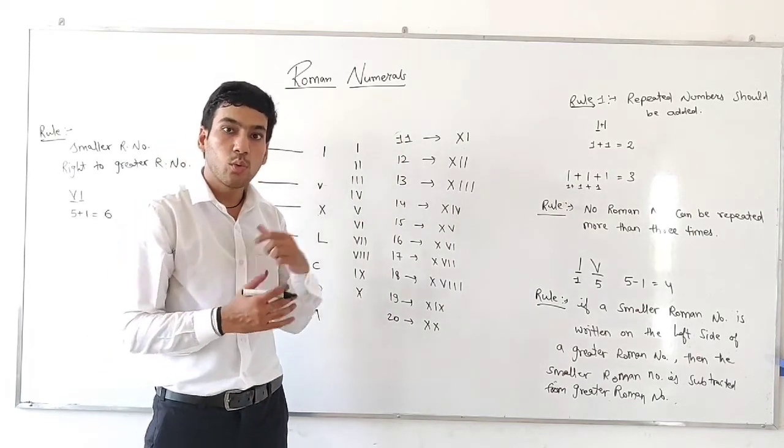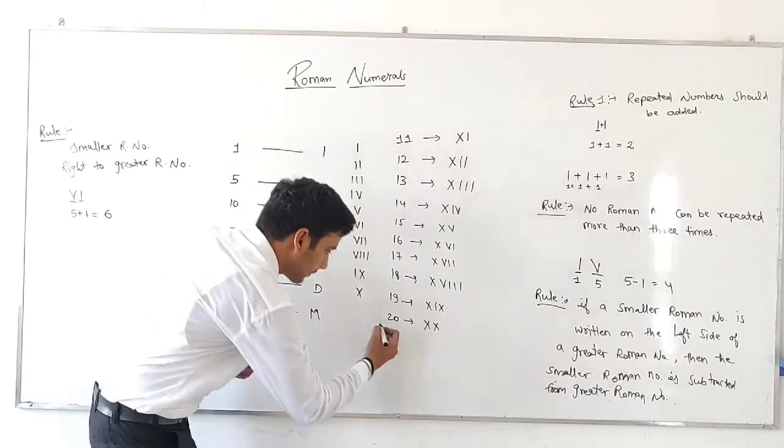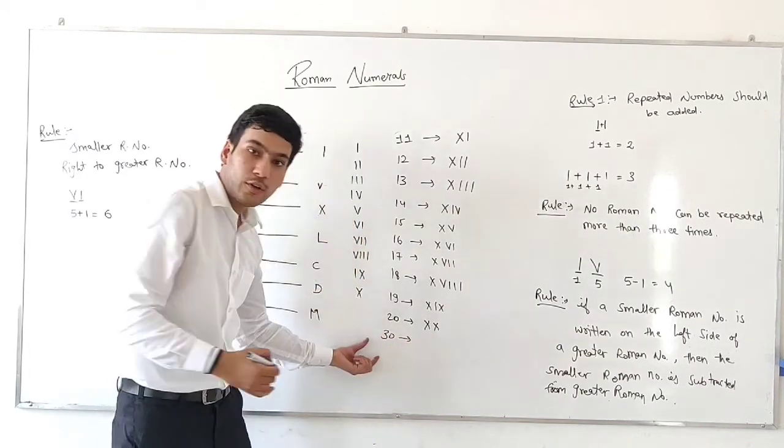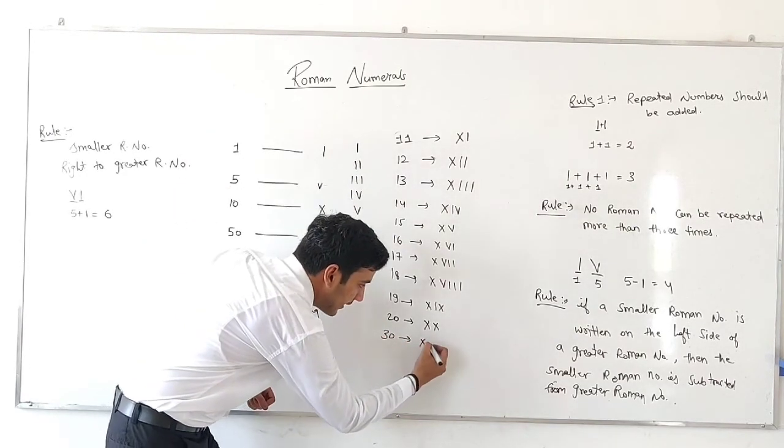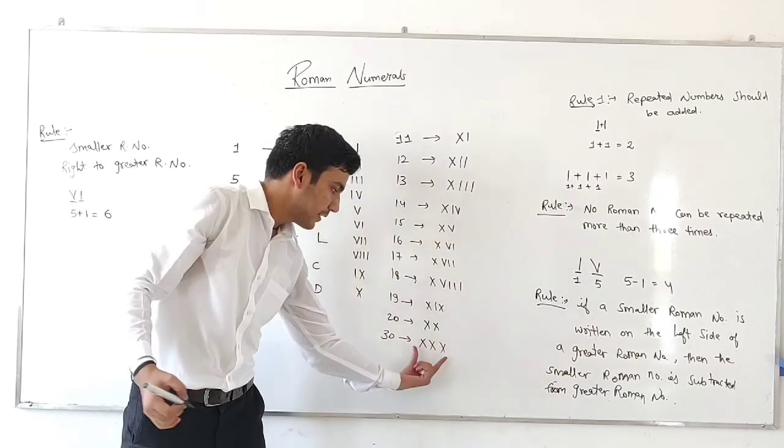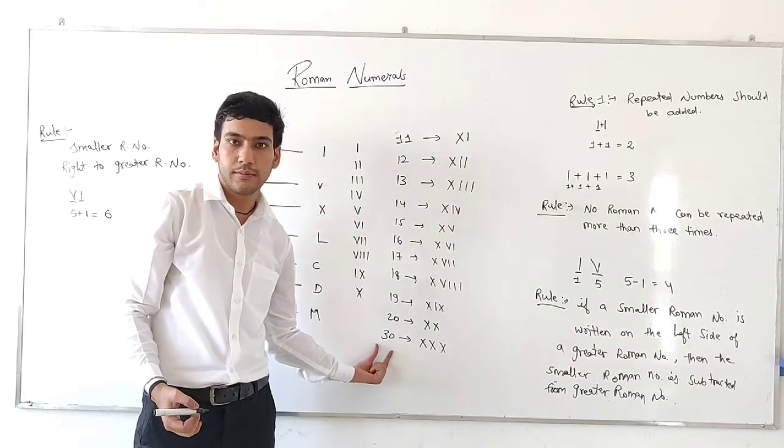Now, if I ask you what is the Roman symbol for 30, then what will you tell? 10, 10, 10. This is the Roman symbol for 30.